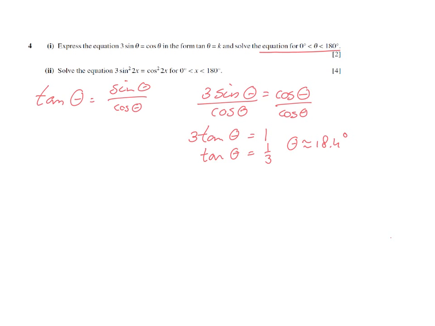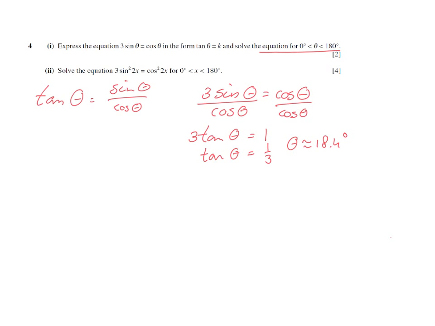Good. Now moving on to the second part of question 4. It says solve the equation 3 sine squared of 2x equals cosine squared of 2x for 0 to 180 degrees. And of course this is a different equation than the equation for part A, however there is a relationship. They're almost the same. What's the difference? Well, it's theta here and 2x there, and it's a sine and a cosine in part A and sine squared and cosine squared for part B.